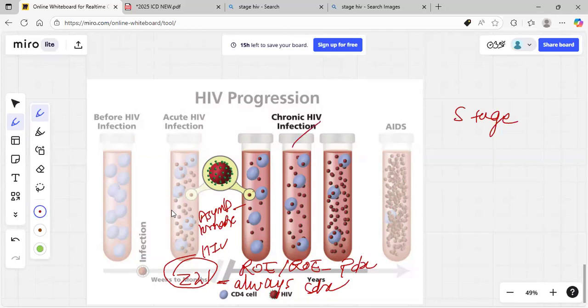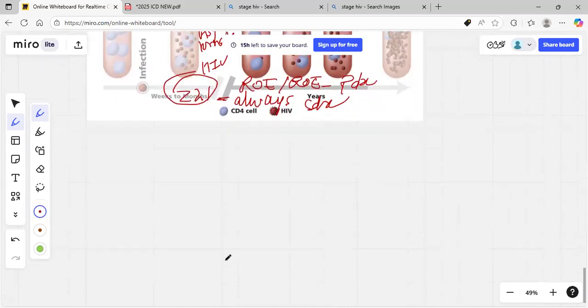Next, we have symptomatic HIV. This is the second stage, when the patient starts getting the symptoms of HIV or getting HIV related illness. And the third stage is AIDS. So for symptomatic HIV and AIDS, we have to use B20. So our code should be B20. And the sequencing for B20 will be based on the reason for the encounter.